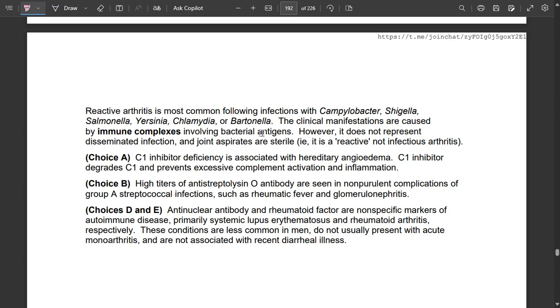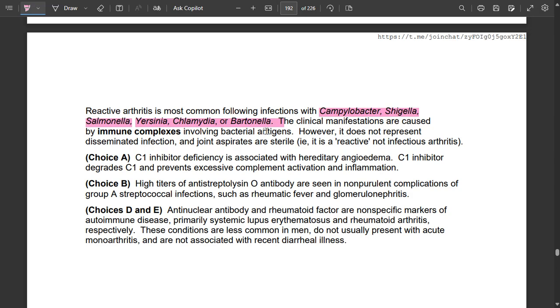Reactive arthritis is most common following infection with Campylobacter, Shigella, and Salmonella, which cause dysentery. Yersinia, Chlamydia, and others can also cause it. The clinical manifestations are caused by immune complexes involving bacterial antigens. However, joint aspirate does not show infection. So it's a reactive, not infectious, arthritis.